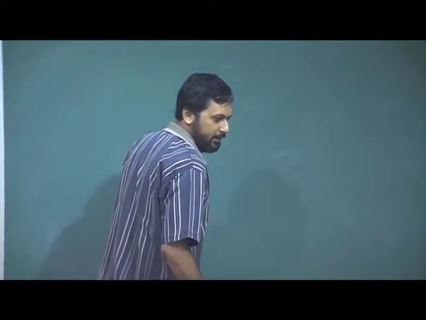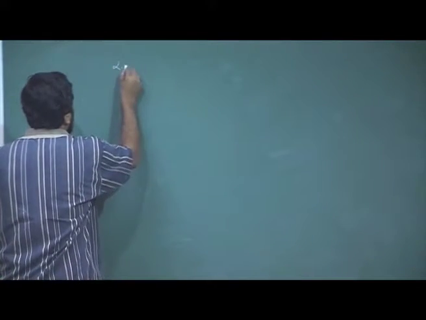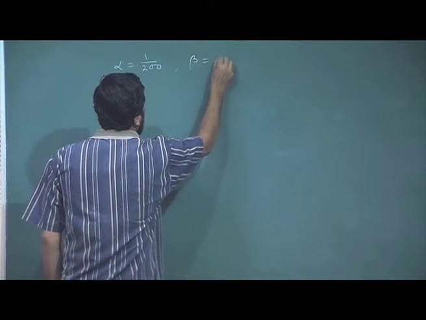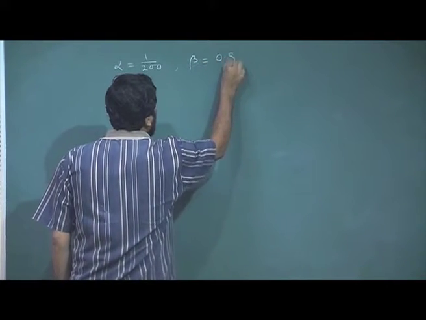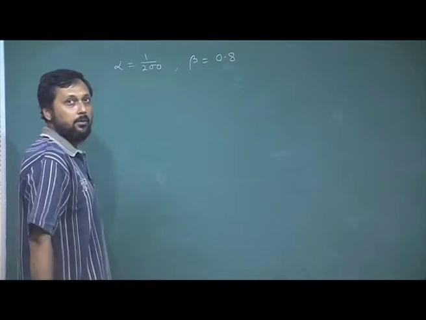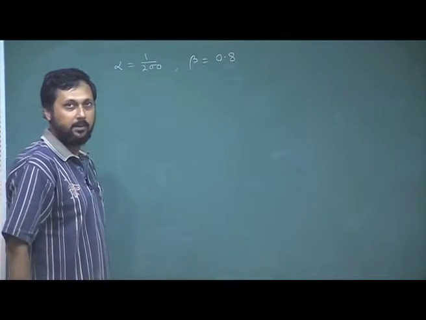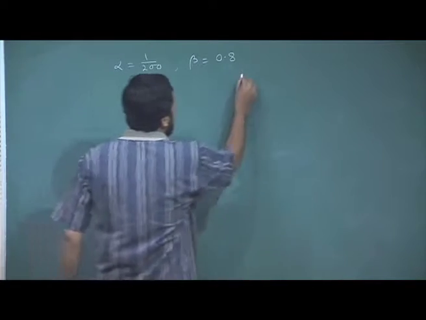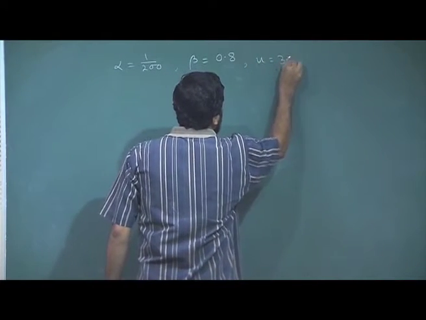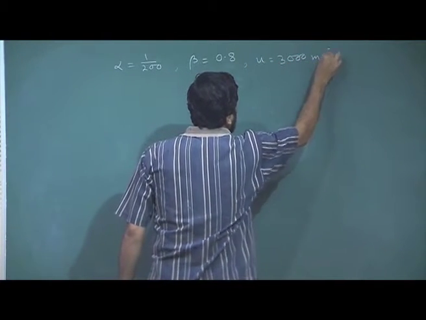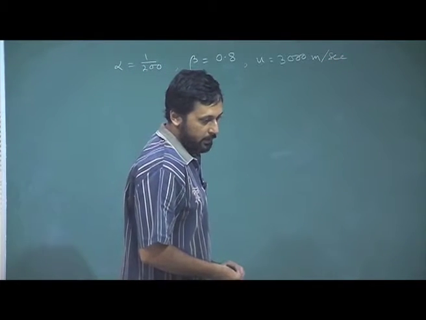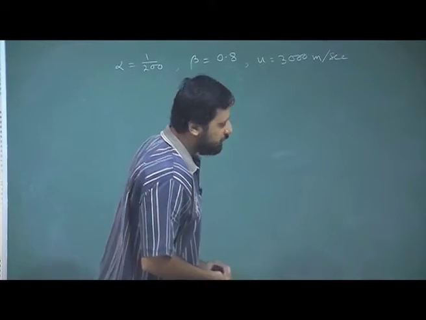So, what is given here is alpha equal to 1/200, beta equal to 0.8. These are given in the statement of the problem. Okay. And u equal to 3000 meters per second. Okay. Right, that is all we need.